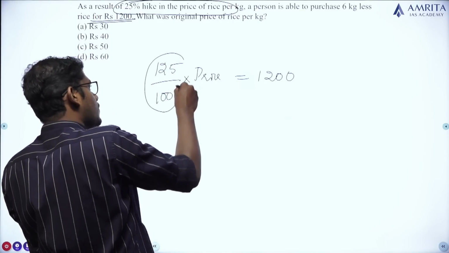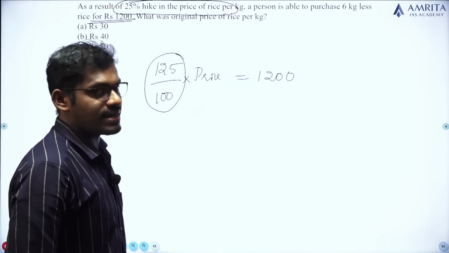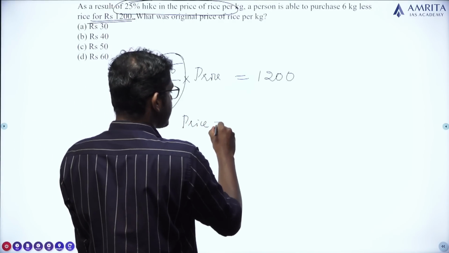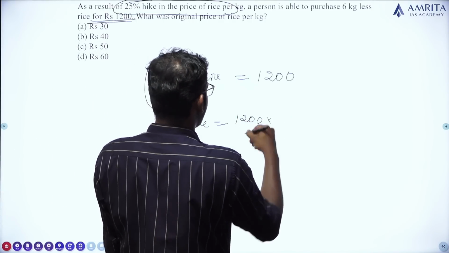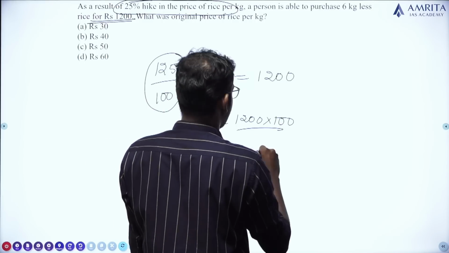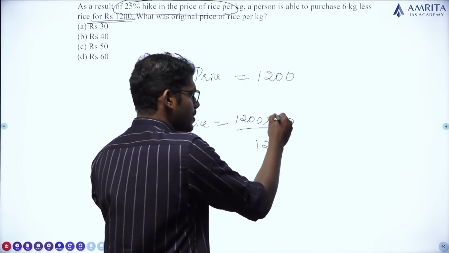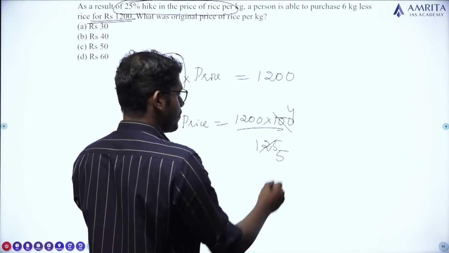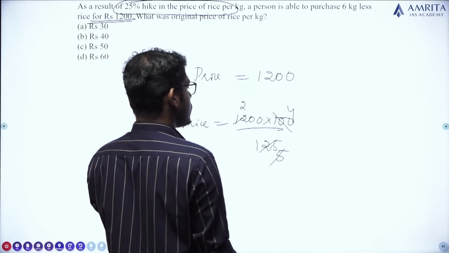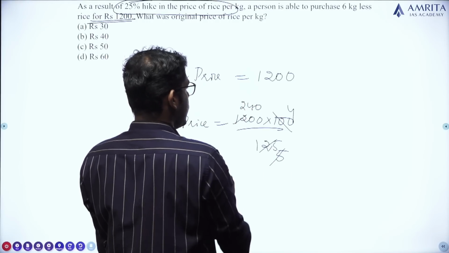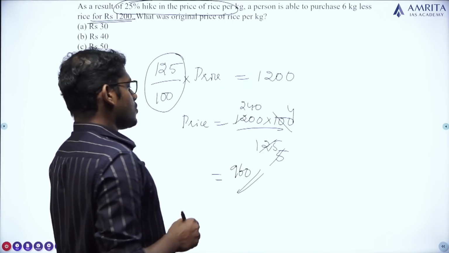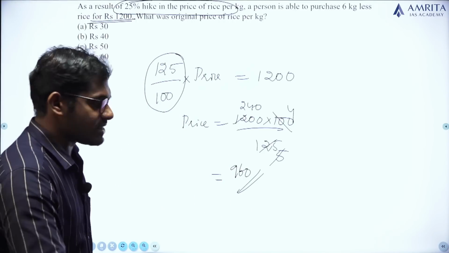How do we write 125 divided by 100? Because the price has increased by 25%. From here, the price can be written as 1,200 into 100 divided by 125. Dividing by 25, 4 and 5. 240 into 4 is 960. So the actual price is 960.